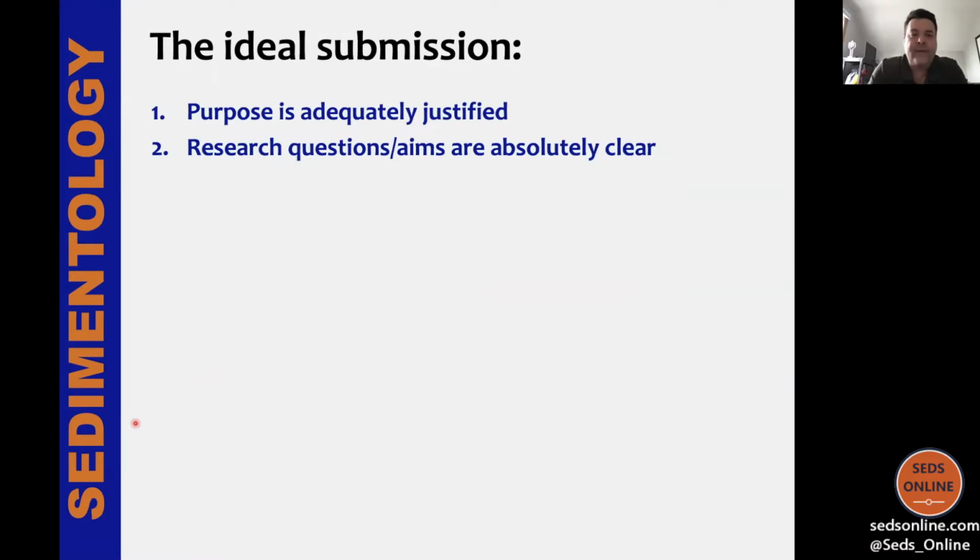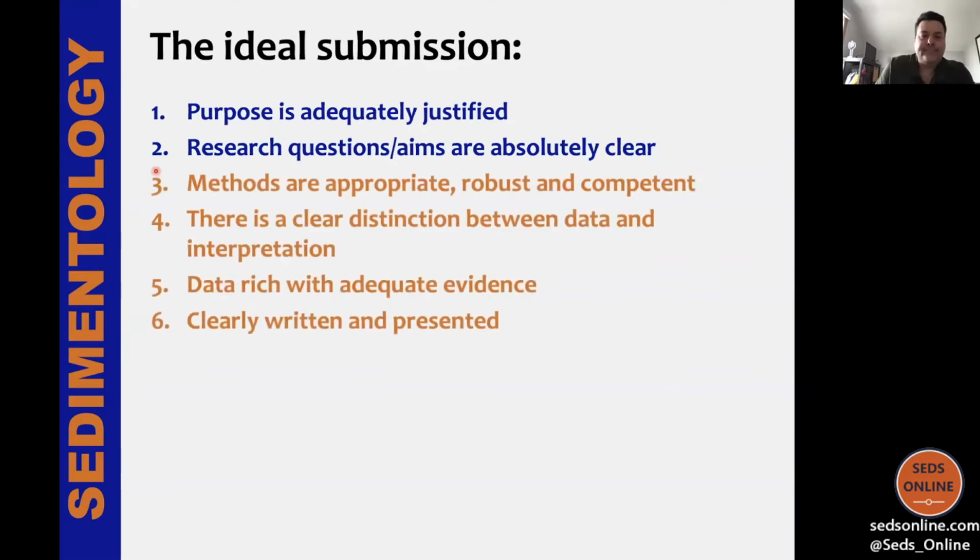First of all, you want to make sure that your purpose is adequately justified and that the research questions or aims are absolutely clear. It really does come down to what is the question you're asking and how broad of the scope and impact that your work will make. And that has to be crystal clear in the abstract and in the introduction, and you have to keep coming back to that point, and especially in the conclusion when you conclude your paper.